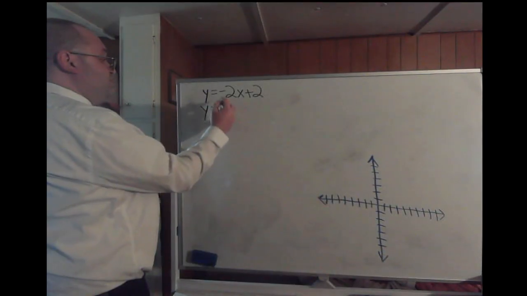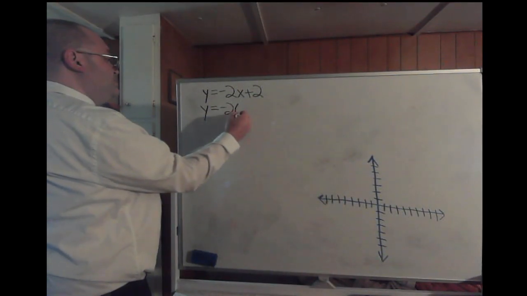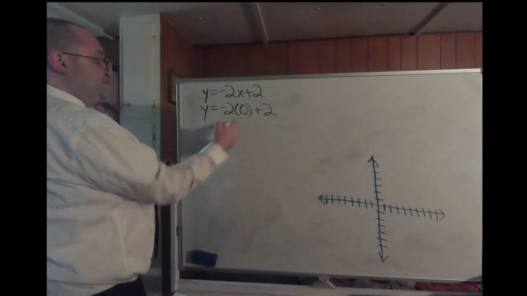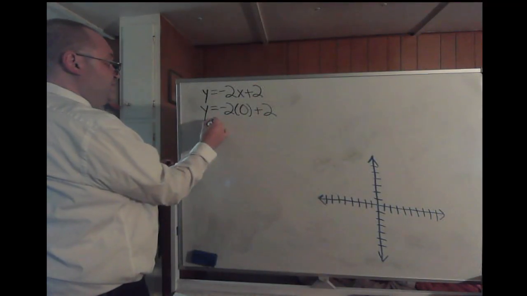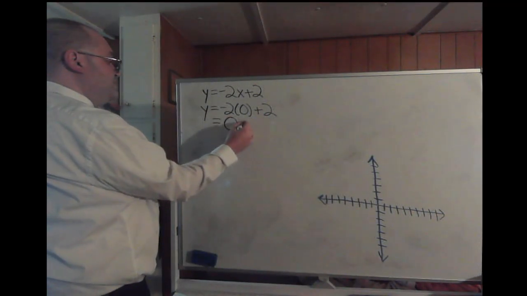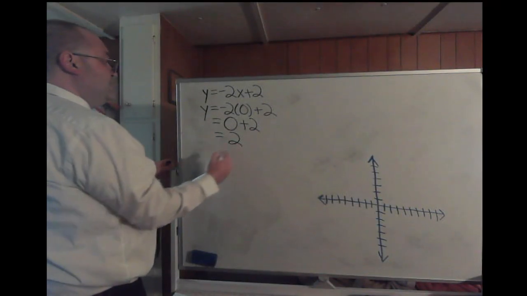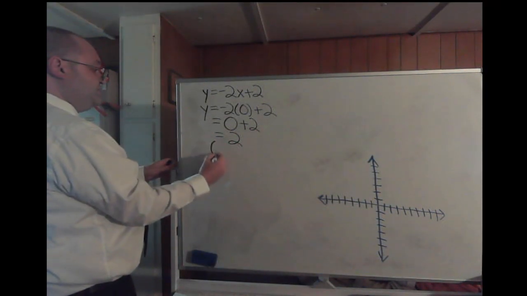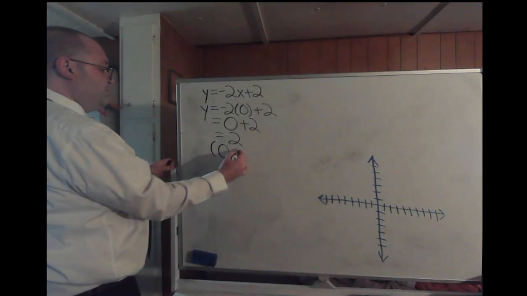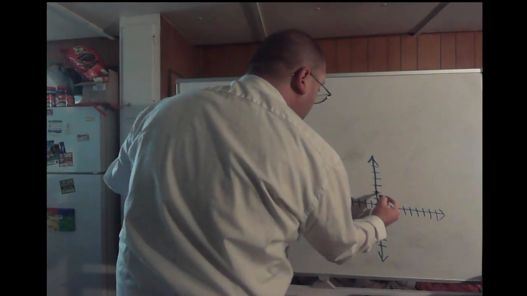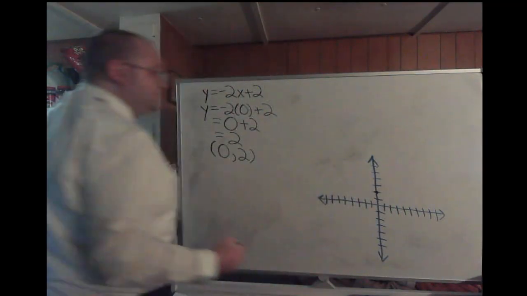We'll let x equal 0, so you'll have negative 2 times 0 plus 2, because x is 0. Well, negative 2 times 0, that's just 0, so you'll end up with 0 plus 2. So that means y equals 2. So when x equals 0, y equals 2. So we got the point 0, 2. We can graph that right here, 0, 2.